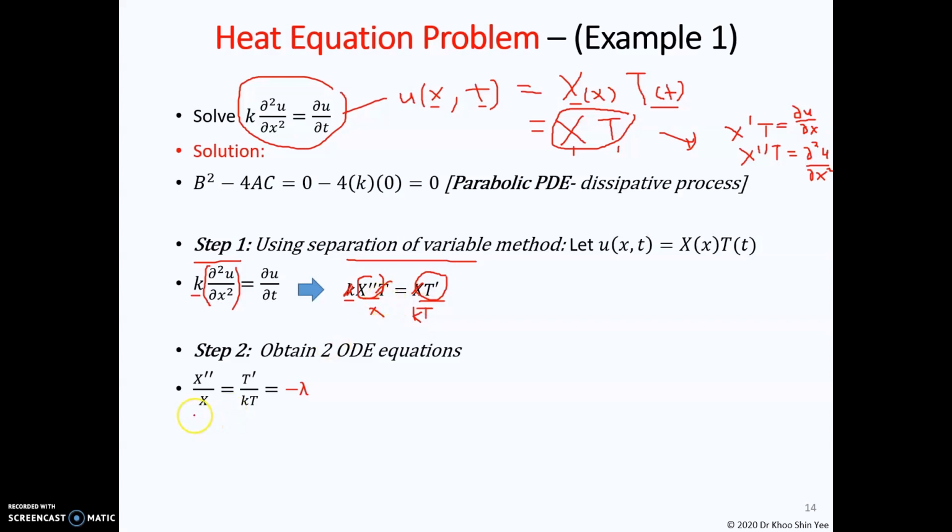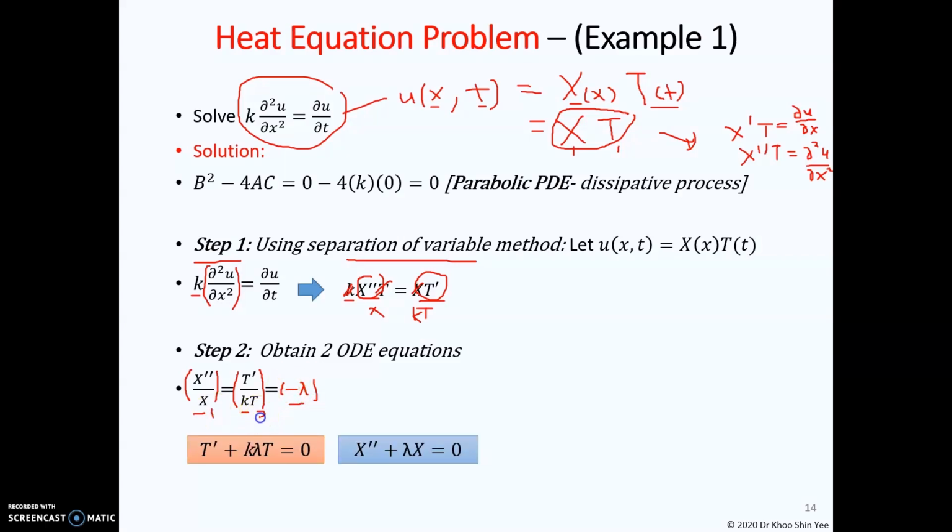So this is the result for the separation of variables, where you can see on the left hand side you only have the x function, on the right hand side you only have the t function. After that, you let it equal to a separation constant, which is equal to negative lambda. Don't forget the negative here.